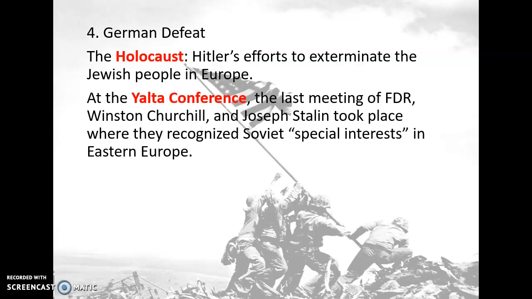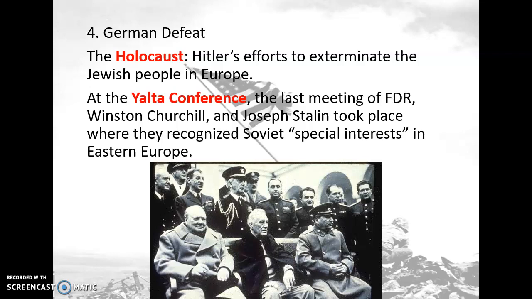Churchill warned about the Soviets, but FDR felt it necessary to appease Stalin. This will be the last meeting of the Big Three. Within a few months, Roosevelt would be dead, and Britain will elect a new prime minister to replace Churchill. There's a picture of the Yalta Conference and the Big Three there.